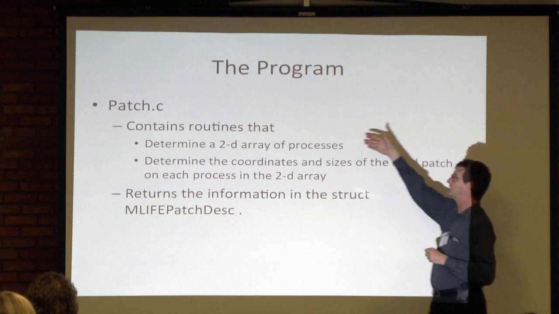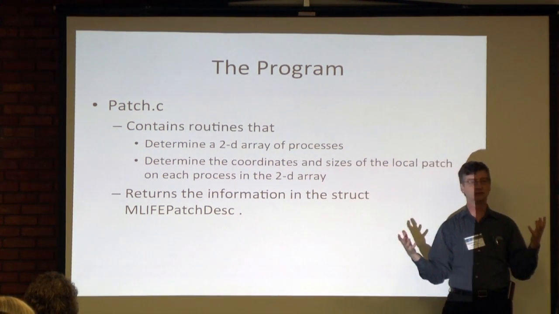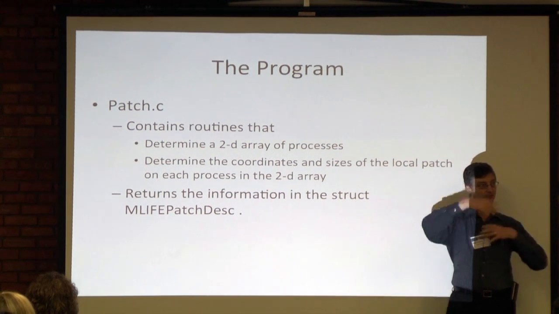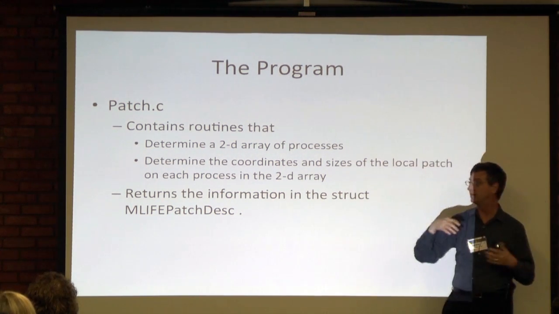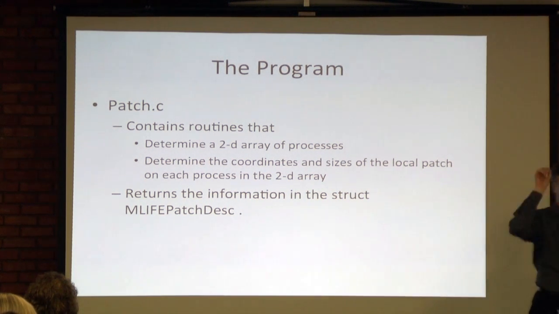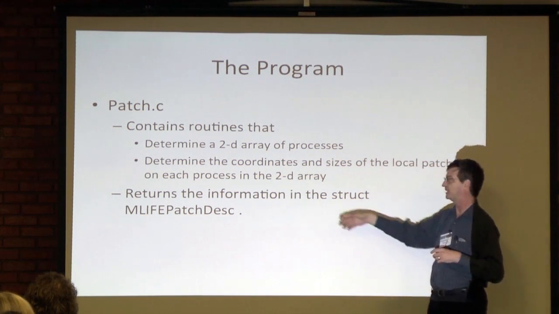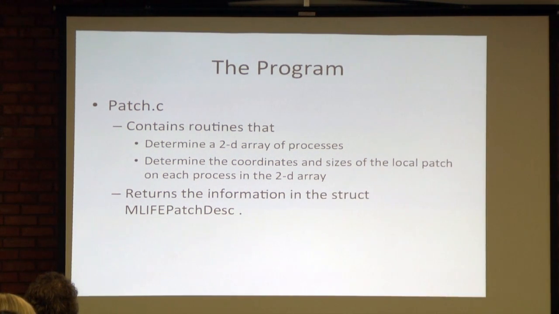Patch.c does 2 things. It determines the decomposition of the processes into an array of processes, and determines the corresponding coordinates of my local patch for that global grid in that array of processes. And it returns that information in this patch description structure.